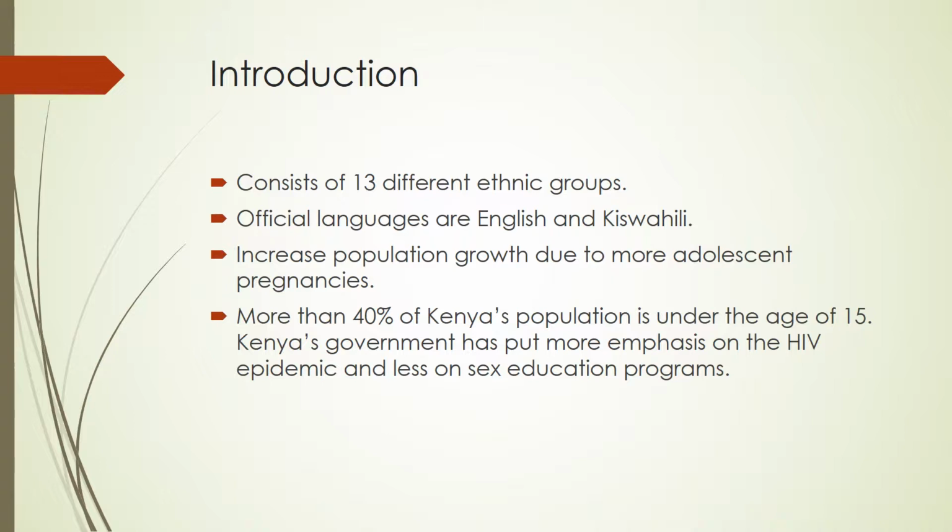More than 40% of Kenya's population is under the age of 15 due to early marriages, adolescent pregnancies, and poor family planning programs. Kenya's government has put more emphasis on the HIV epidemic and less on sex education programs.